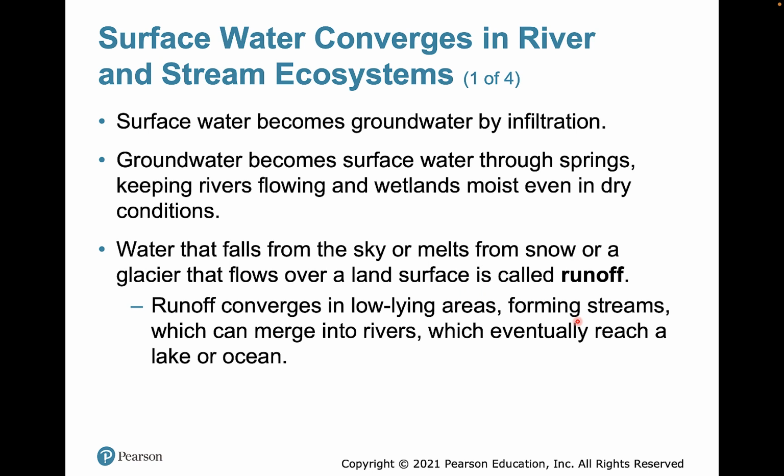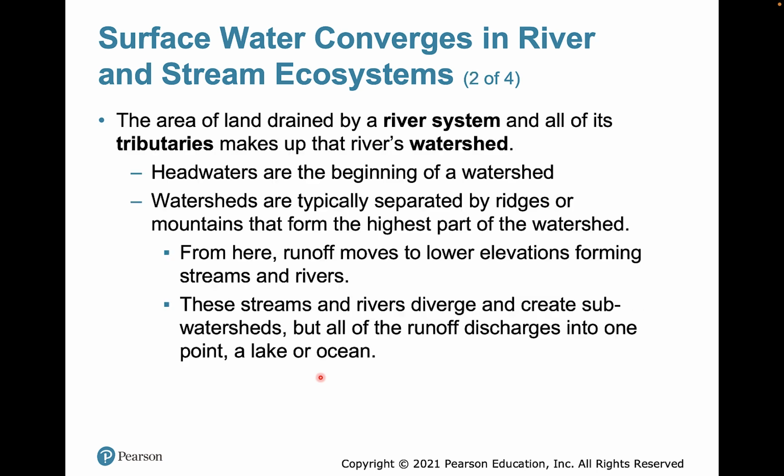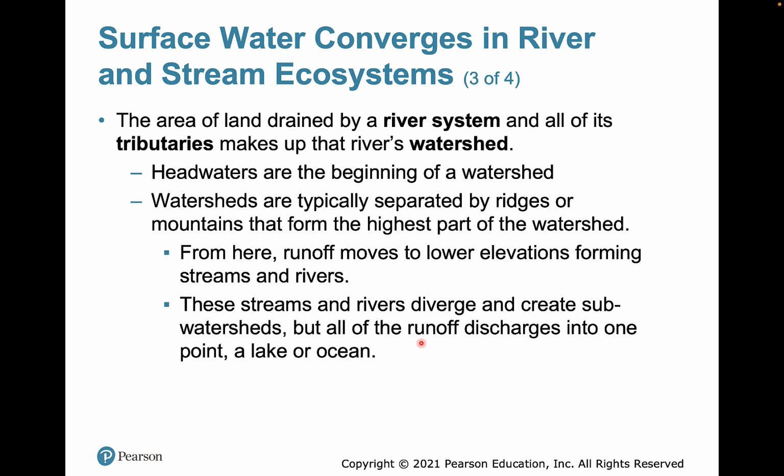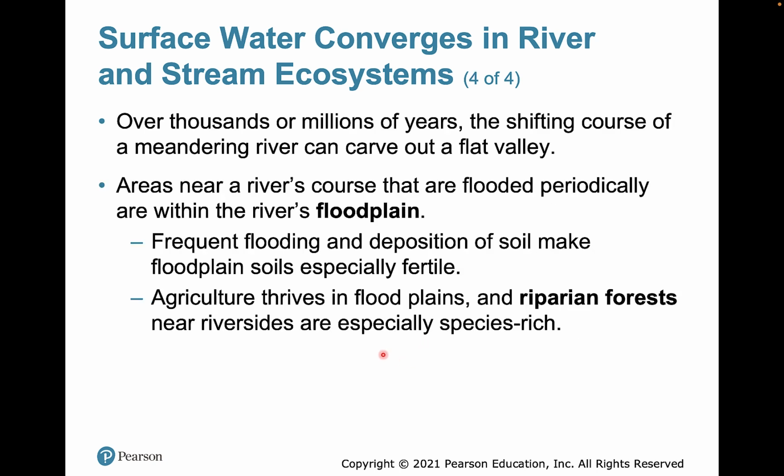So surface water becomes groundwater by infiltration. We talked about this when we talked about the water cycle, so I'm not going to dwell on it too much. We talked about the idea of runoff, and then runoff converges to make streams, which can merge into rivers, which can reach a lake or an ocean. We talked about the watershed. Rivers can shift over the course of time.